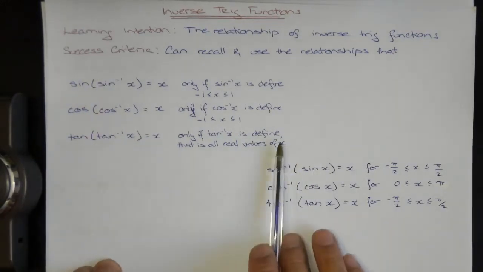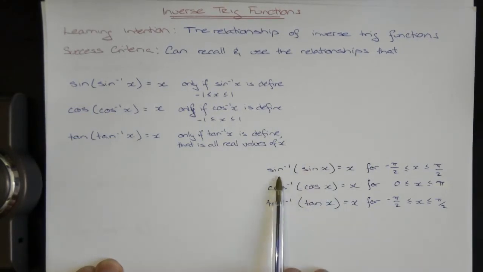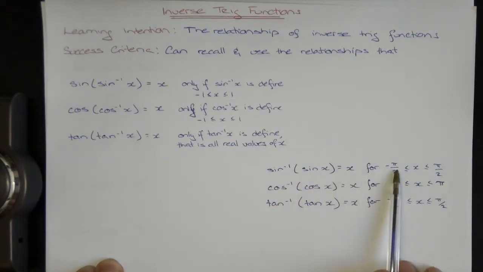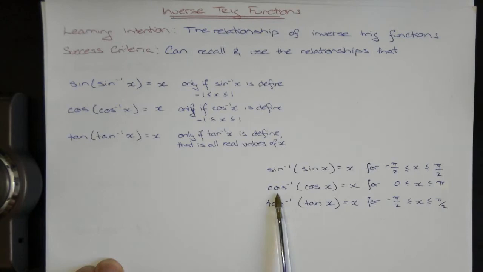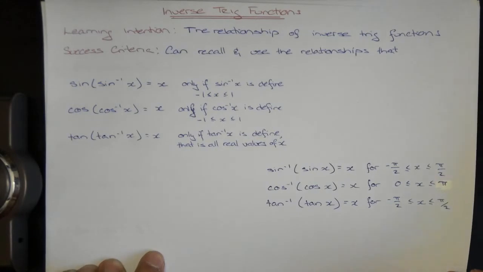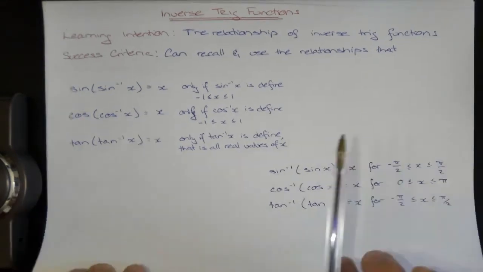Now, those are the normal trig ratios with the arc versions inside. Here, the arc versions are outside and the normal trig ones are inside. So arc sine of sine x equals x between negative pi on 2 and pi on 2. Arc cos of cos x equals x for 0 to pi, and arc tan of tan x equals x for negative pi on 2 to pi on 2.